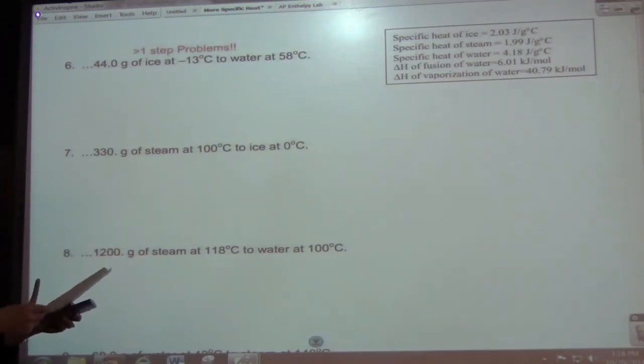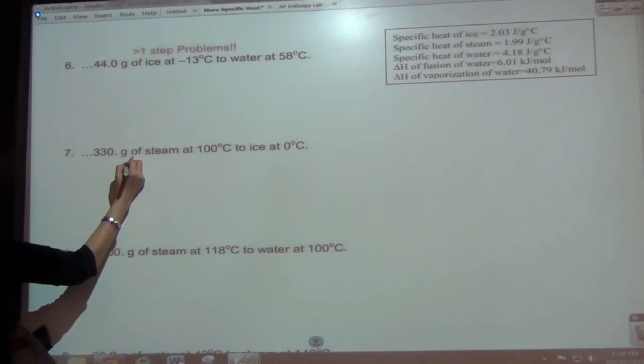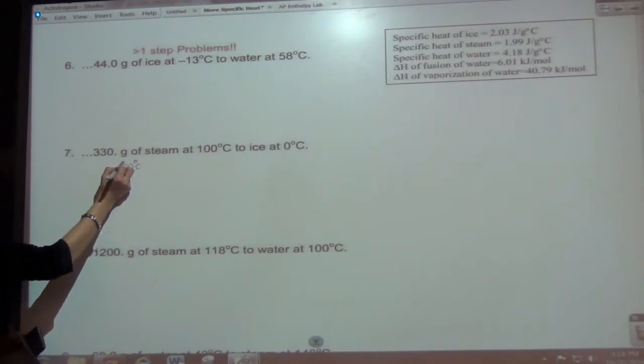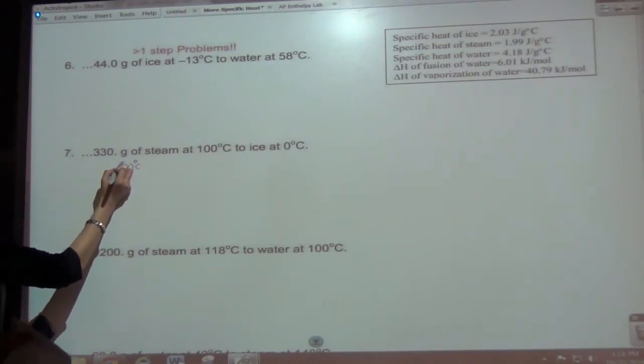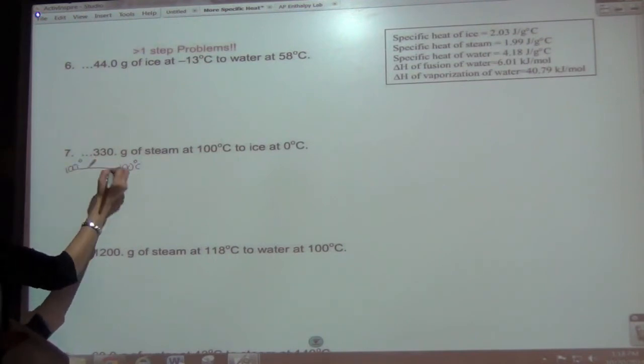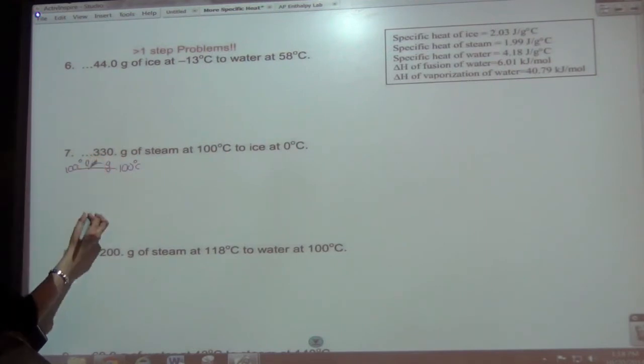Let me see, number 7 is a 3-step one, this one right here. Let's do this one. If we're starting at 100 degrees Celsius and it's steam, then what has to happen to the steam before it gets to be ice? It has to first turn into a liquid. Perfect. So we're going to stay at 100 until this is liquid, gas converting back to liquid.